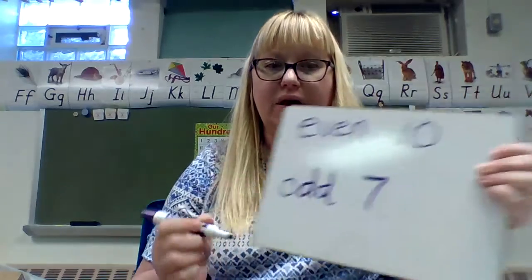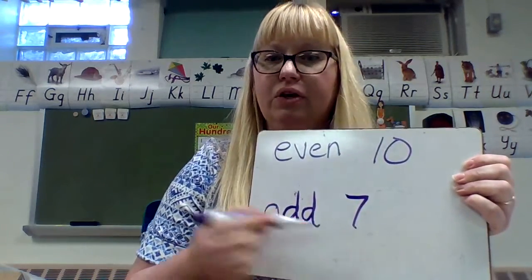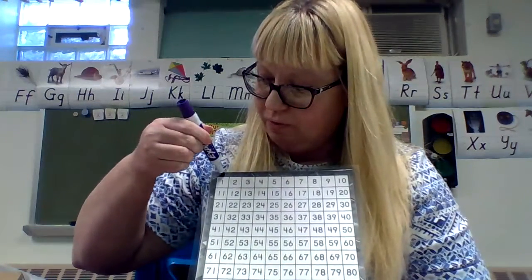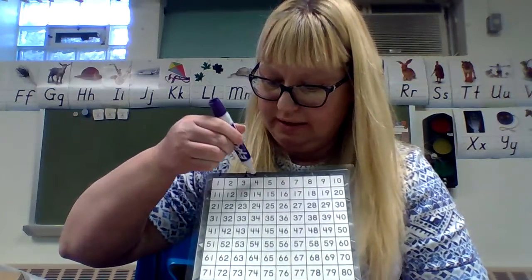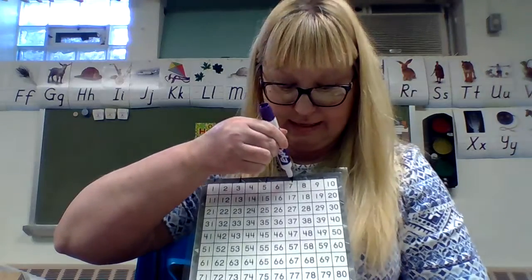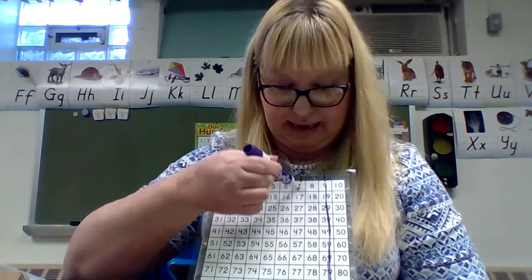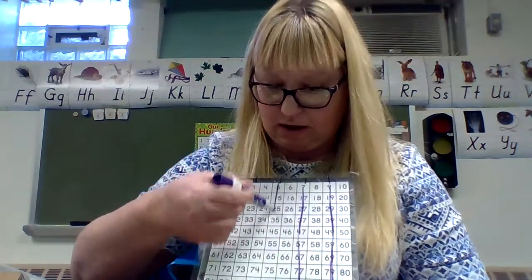An odd number, we said 7 was odd. Now, if you look on our hundreds chart, I can even write on this for you. This will work out good. My odd numbers are 1, 3, 5, 7, and 9. So if you go all the way down, these are all odd numbers.